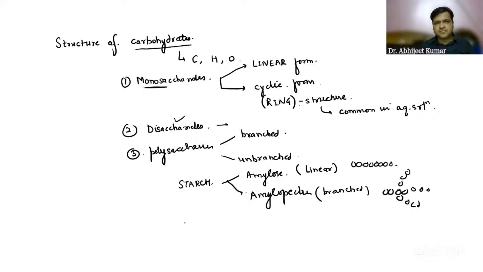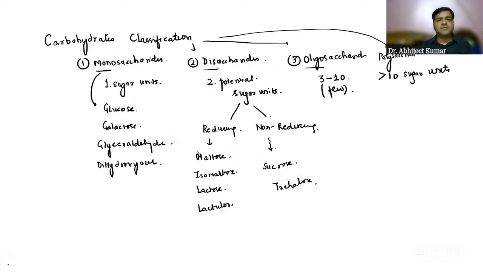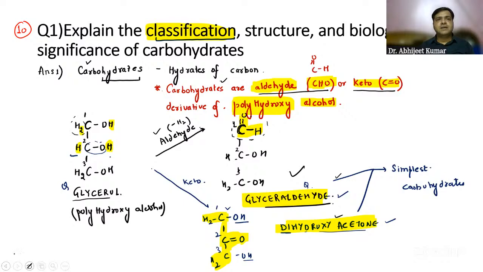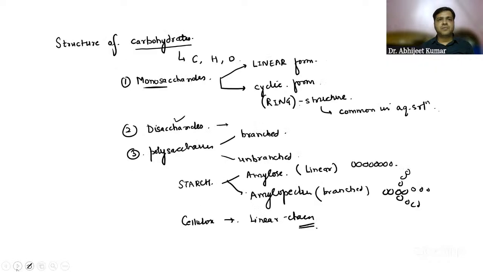We can also talk about cellulose, guys. Cellulose also has a linear or straight chain structure. So yes, those are the different structures of the carbohydrates that you have to remember as of now. And coming on to the last one, that is the biological significance of the carbohydrates.